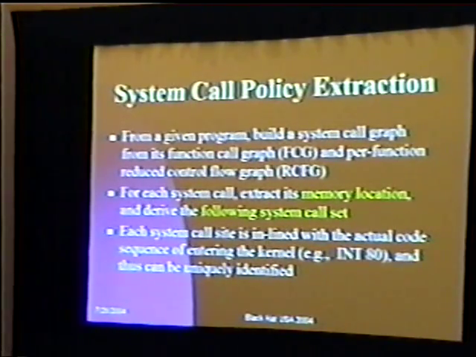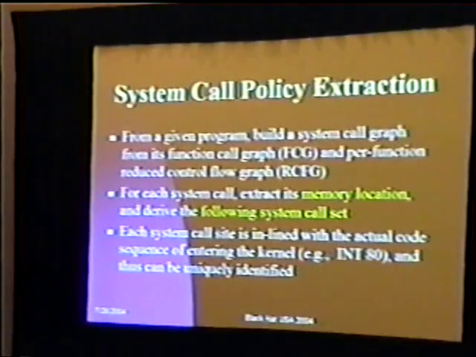But for each system call site, we give it a unique label. So if your open call gets called in multiple places, they would actually have multiple system call instances, and each of them has a unique memory location, right? And the way to do it is that we inline the system call.